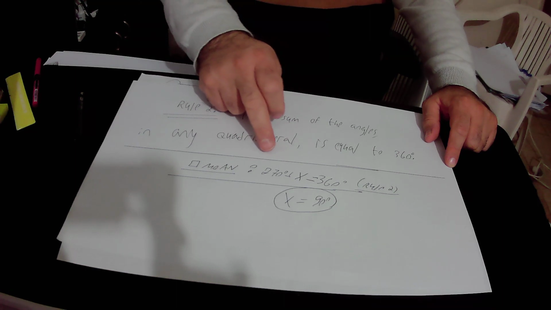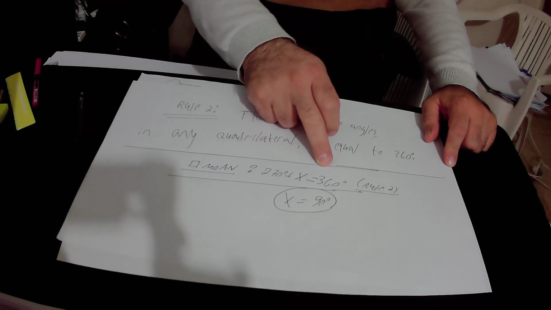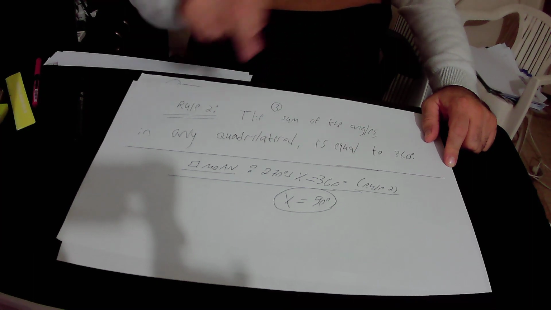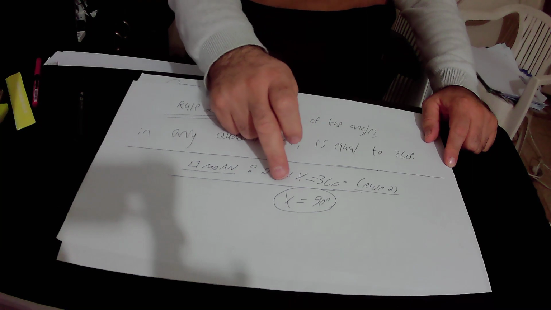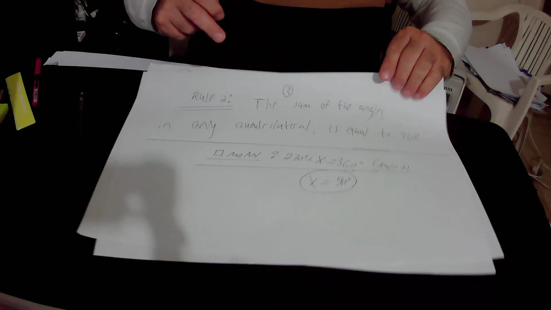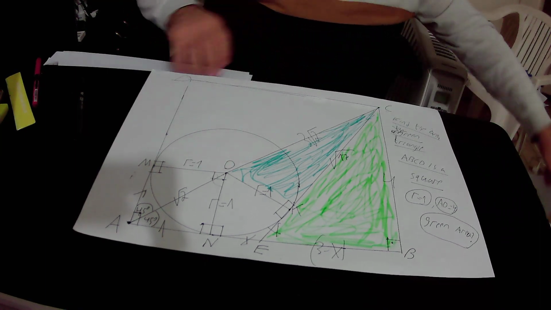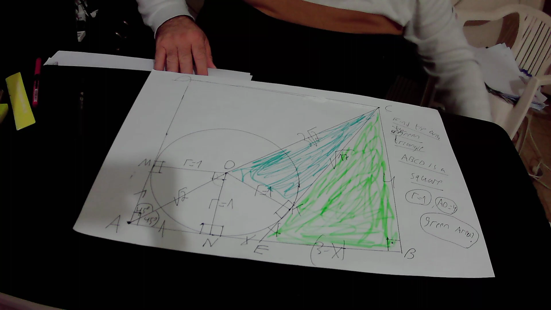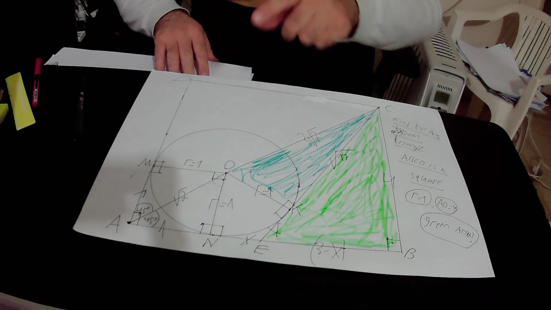This is to say 270 degrees plus x must be equal to 360 degrees according to rule number 2. We subtracted 270 degrees from this equality and we got that the size of angle x is equal to 90 degrees. That is to say angle x equals 90 degrees. This angle is a right angle. So actually quadrilateral MOAN has 4 right angles.